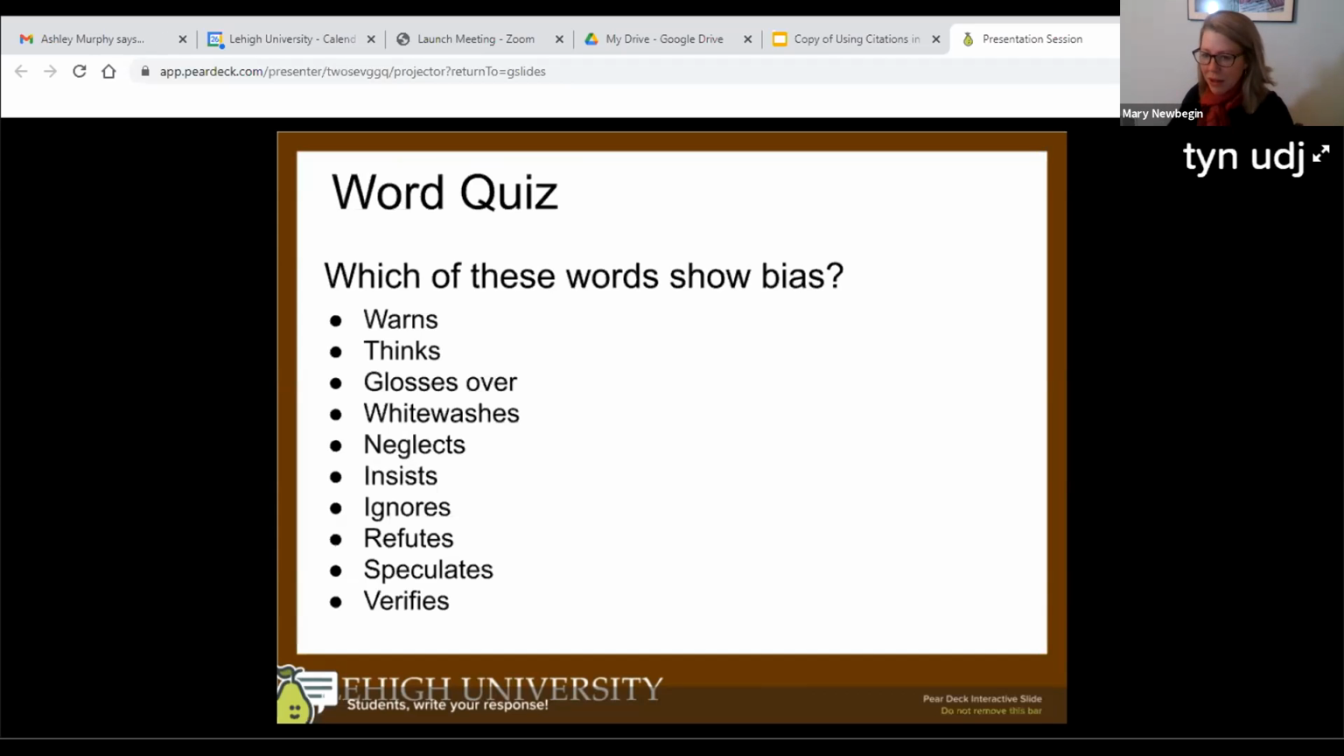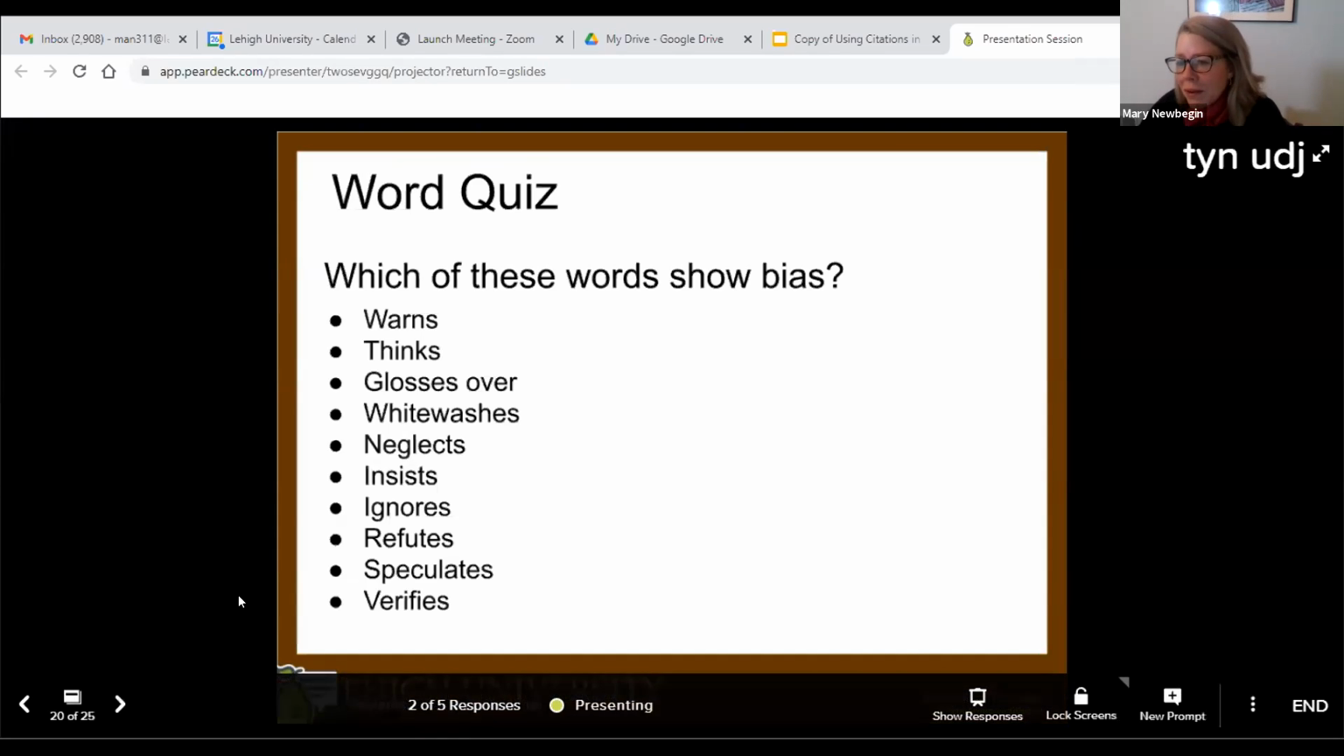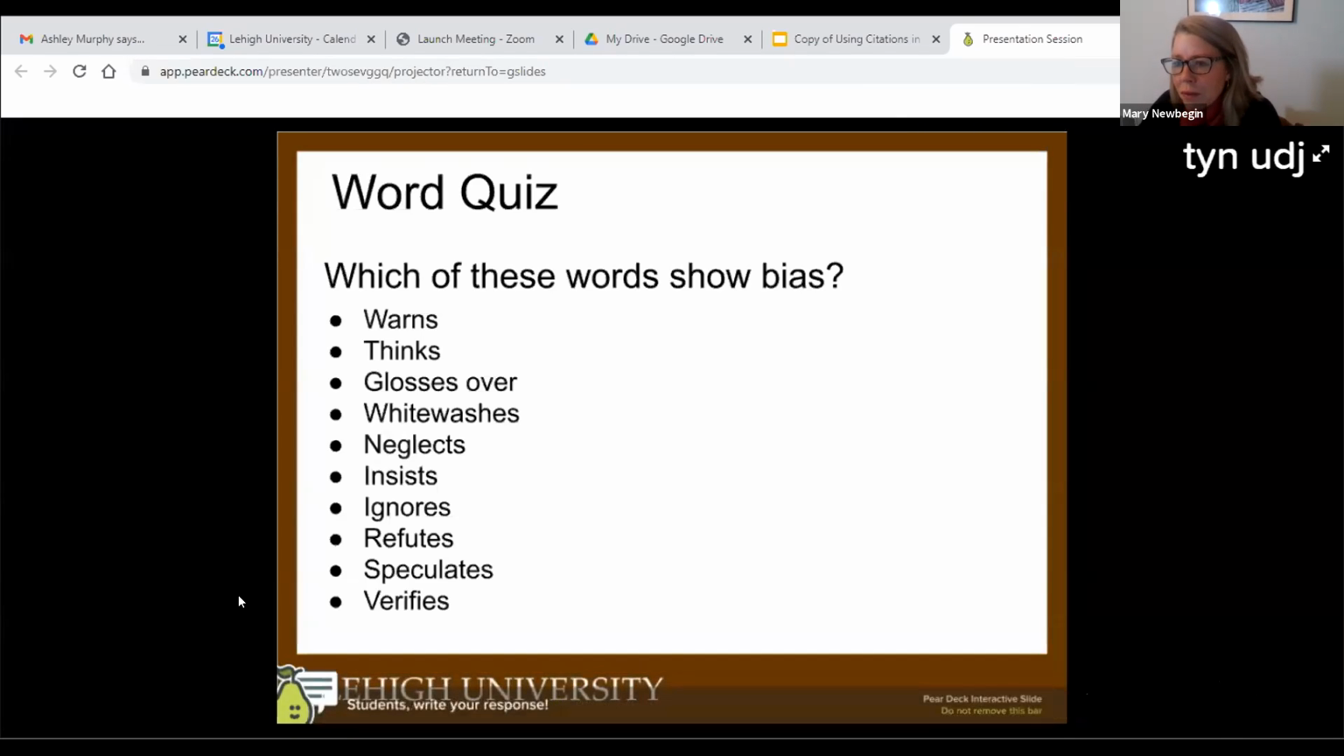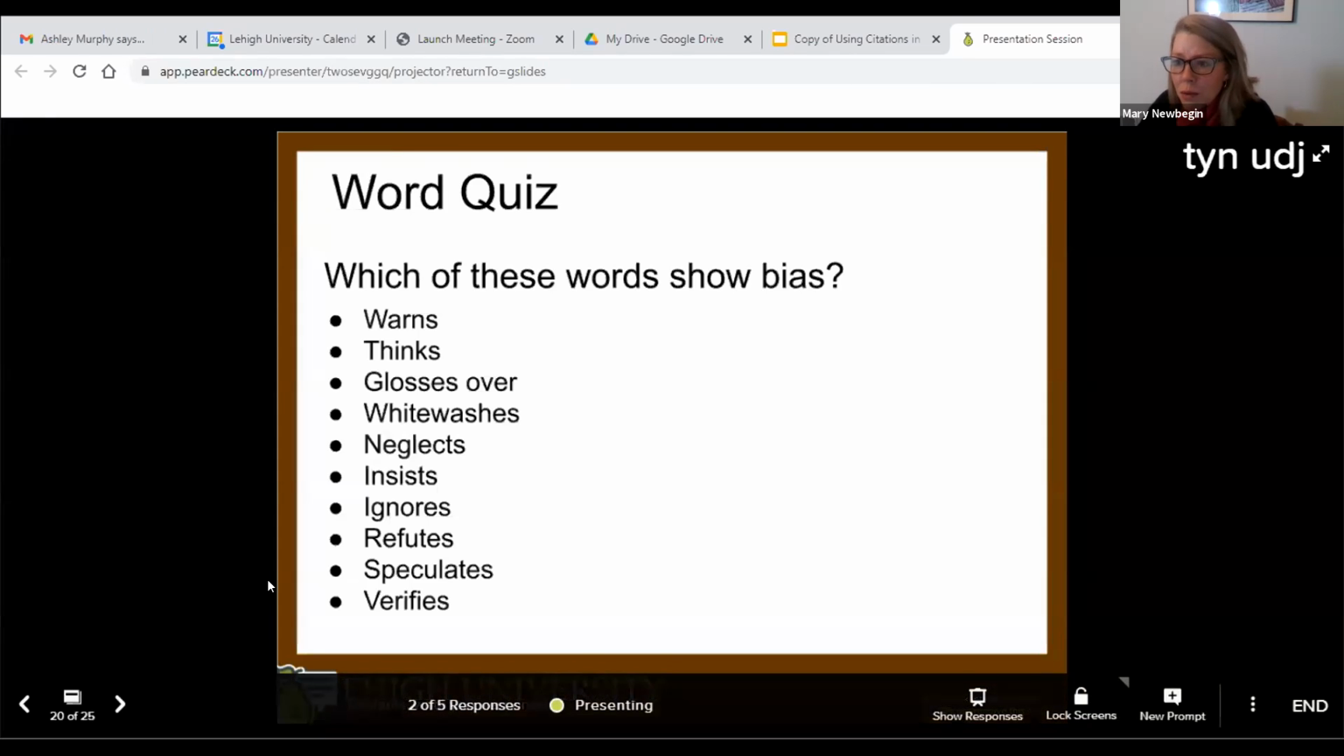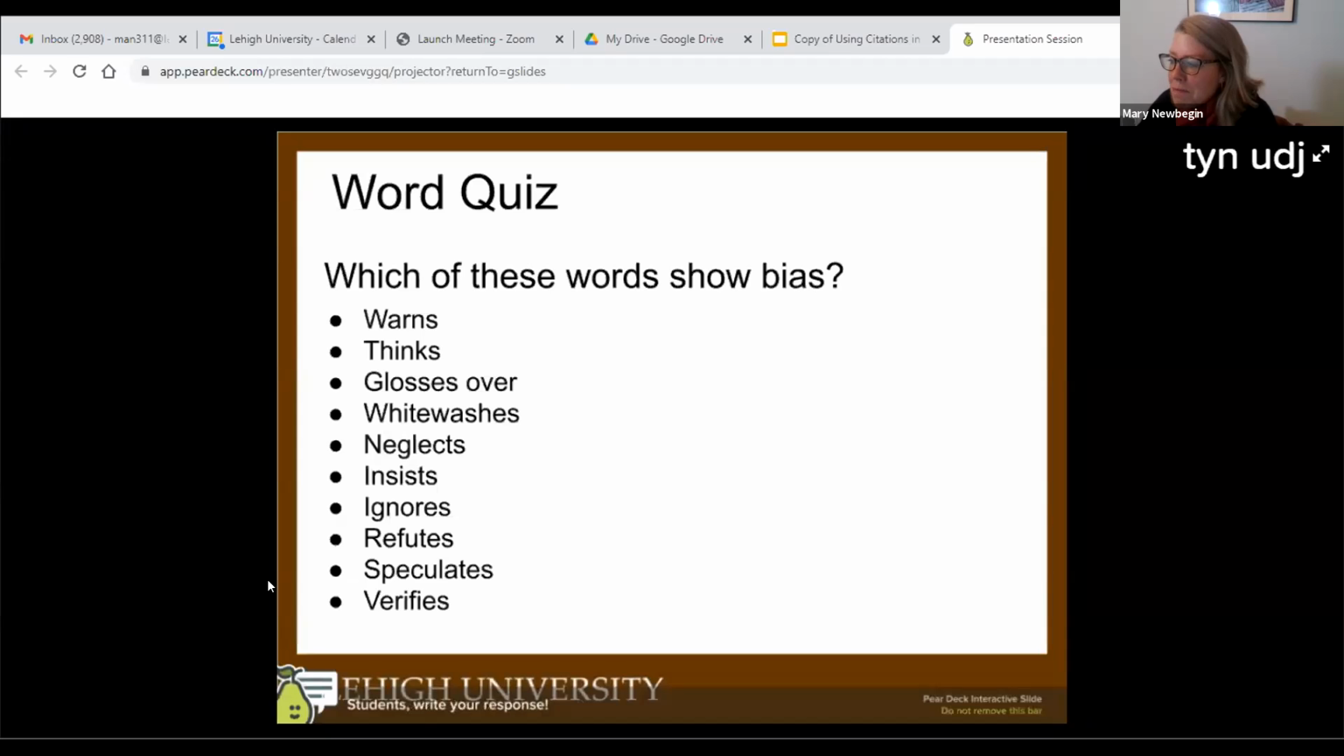What kind of bias? Well, if you are critiquing a paper, writing a critique, or reviewing a scholarly article, do you think if any of these words were used, they might show bias? Bias sometimes is one of those tones that's really hard to pick up. And we like to tell students, not all sources are created equal.